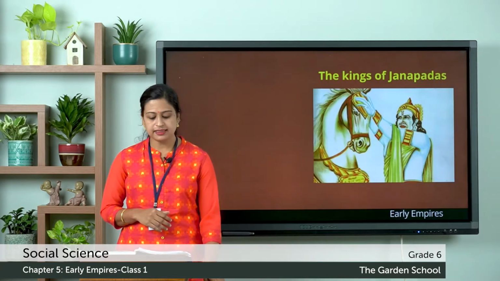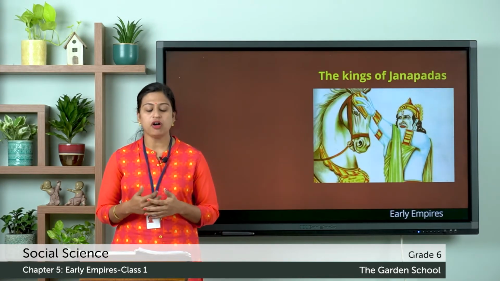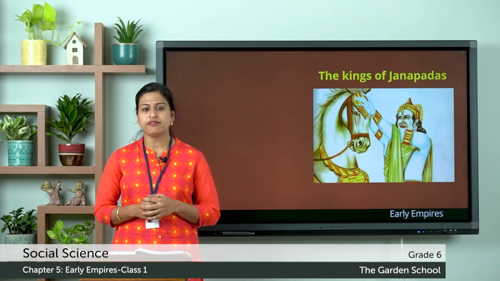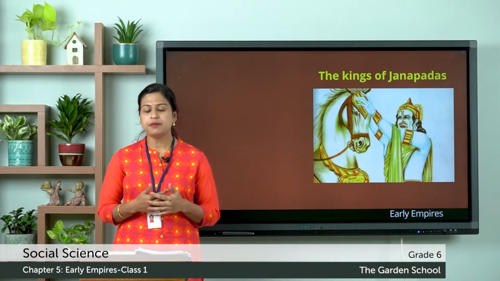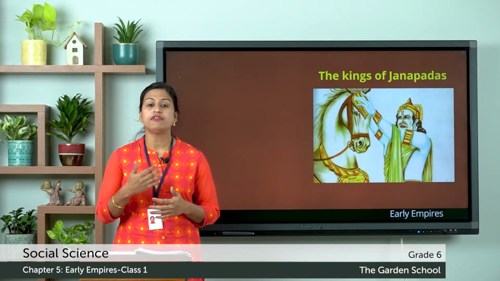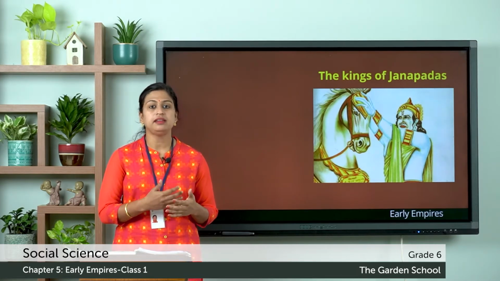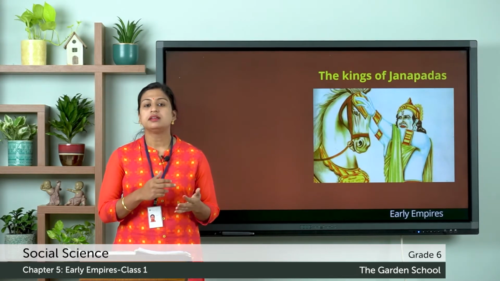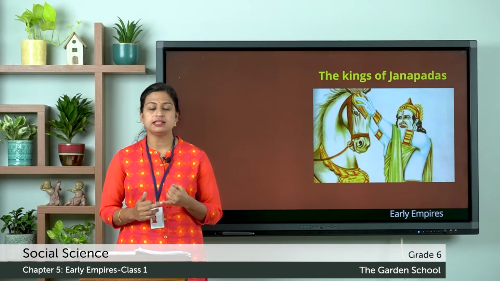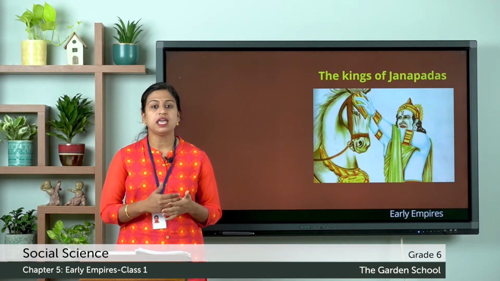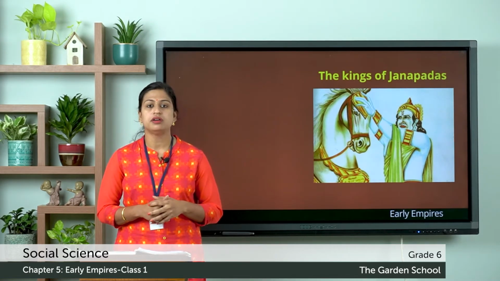So we can say that the kings who performed these big sacrifices gradually came to be known as the kings of Janapadas rather than Janas. That is, the Rajans of the Janas came to be known as the kings of the kingdoms, or Janapadas.